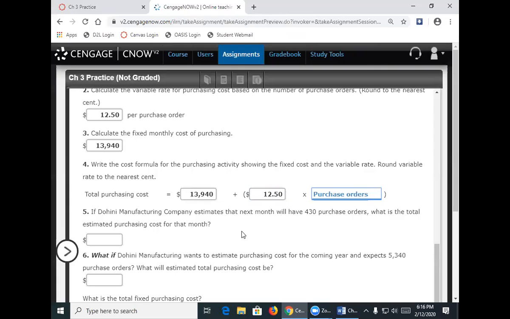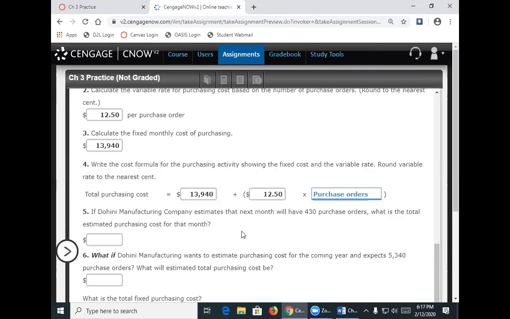Cost of 13,940. That's right. Very good. So we just plug in 430 for our purchase orders. You're absolutely right. We would take 430 times the 1250, multiply that, and then add in the 13,940.